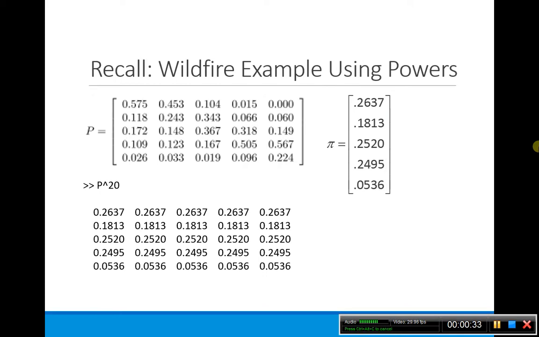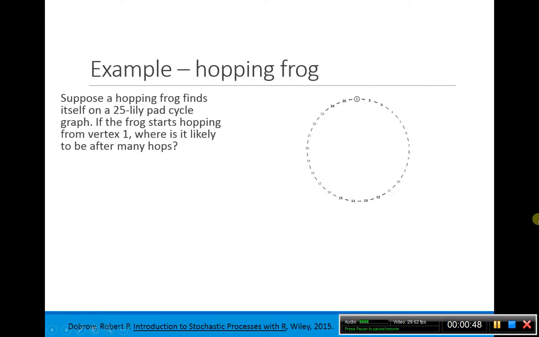Last time we did some examples, like the wildfire example, where we could calculate the steady state using powers. For example, we calculated P to the 20th. We noticed that all the columns were the same, and these columns actually gave us the steady state. So let's do a similar example.